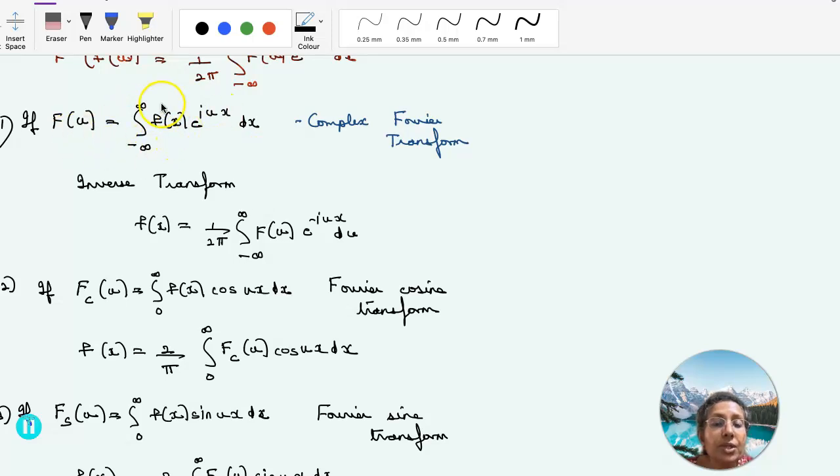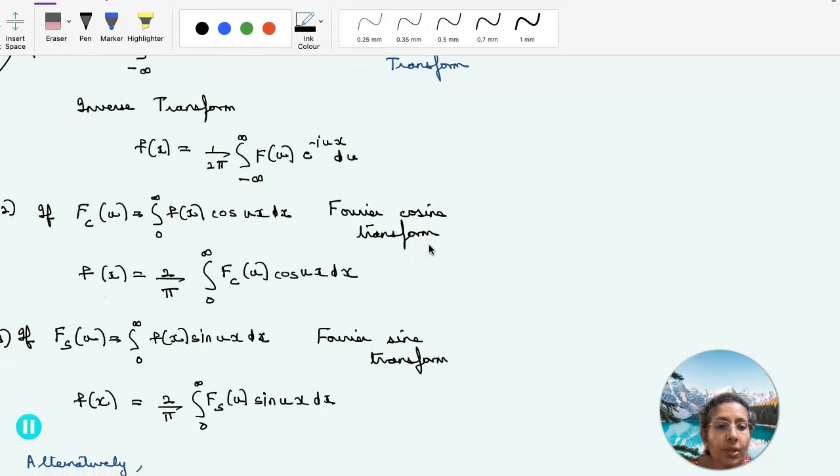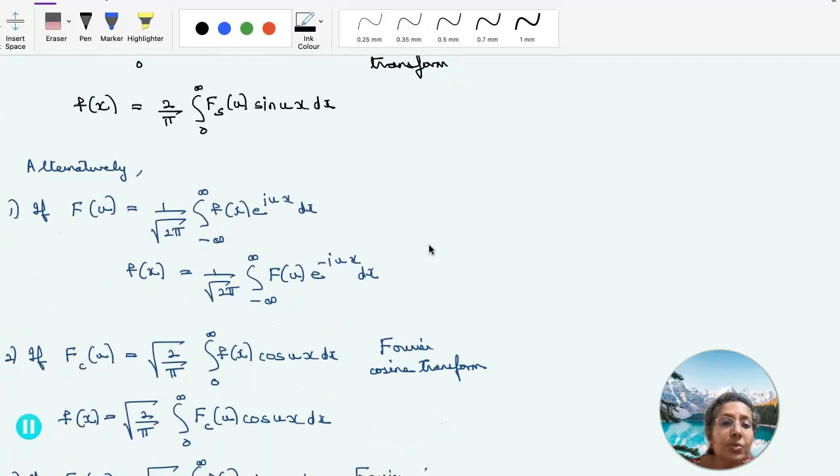That is, if f cap u is integral minus infinity to infinity f(x) e raised to iux dx, then f(x) will be 1 by 2 pi integral minus infinity to infinity f cap u e raised to minus iux du. Alternatively, if f cap u is 1 by root 2 pi integral minus infinity to infinity f(x) e raised to iux dx, then f(x) will be 1 by root 2 pi integral minus infinity to infinity f cap u e raised to minus iux du. So we have the 1 by root 2 pi here.